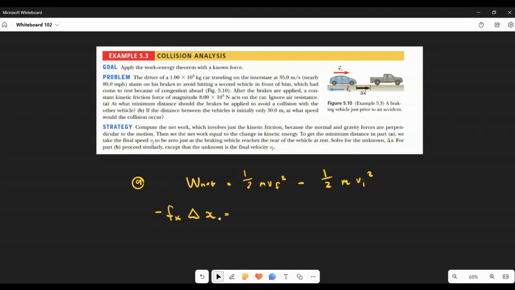So I'd like to ask you now, what are the two speeds? So what is my vf? And what is my vi? It's quite obvious, but I want to see your analysis is in check here. We're waiting on you guys. What is my speed?